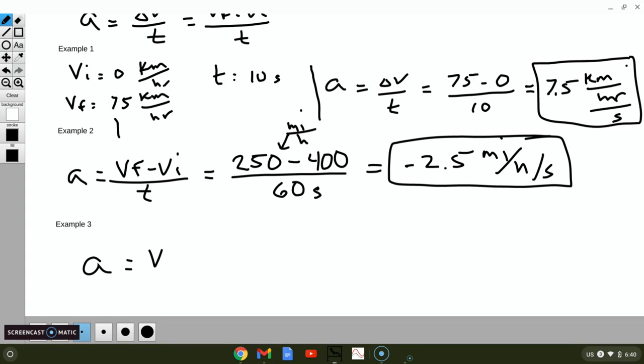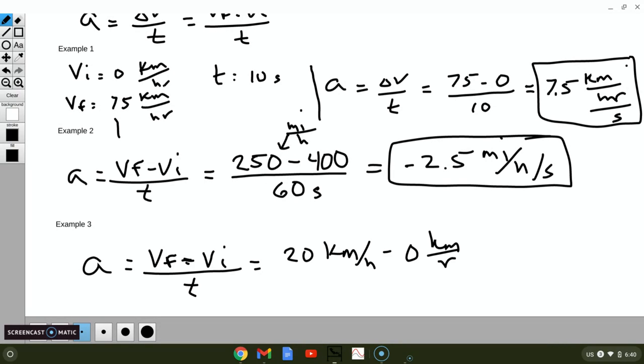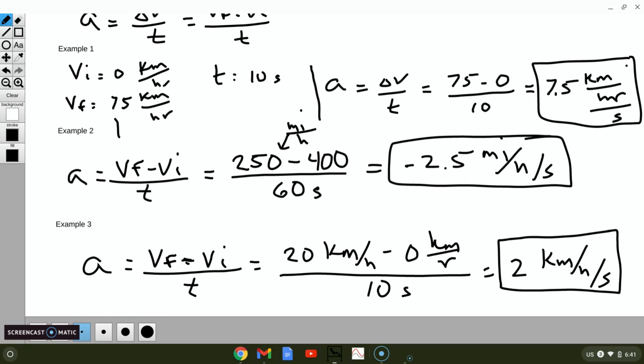Write the equation. Final velocity, that's where we finish, minus the initial velocity, that's where we start, over time. So our final velocity is 20, I'm going to try to put the units in, kilometers per hour, minus 0 kilometers per hour, because that's rest. So remember, that's what we started from rest on this one in 10 seconds. And so 20 minus 0 is 20, divided by 10 is 2. So 2 kilometers per hour per second. And that's good there. All right.